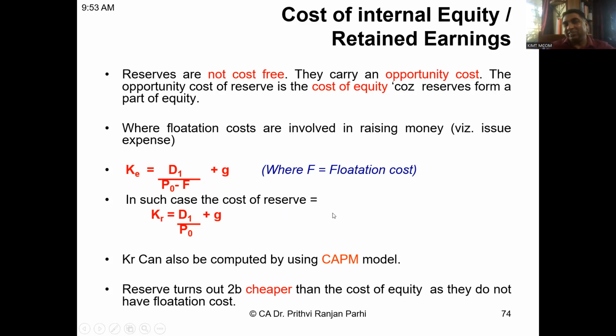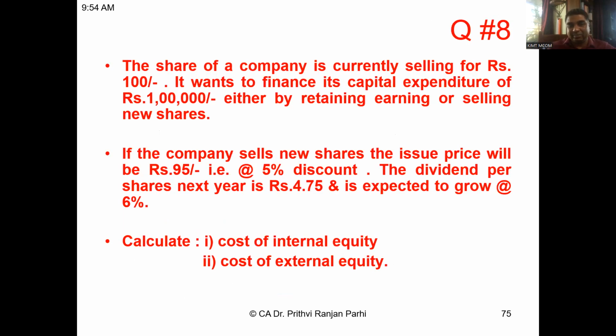But in case of reserves, there is no flotation cost. So cost of reserve is simply D1 by P0 plus G, which you have already learned. That is the cost of equity you have learned. So KR or cost of reserve is equal to D1 by P0 plus G, and cost of equity is equal to D1 by P0 minus F, if flotation cost is given, plus growth. This is how we'll be able to compute cost of retained earnings.